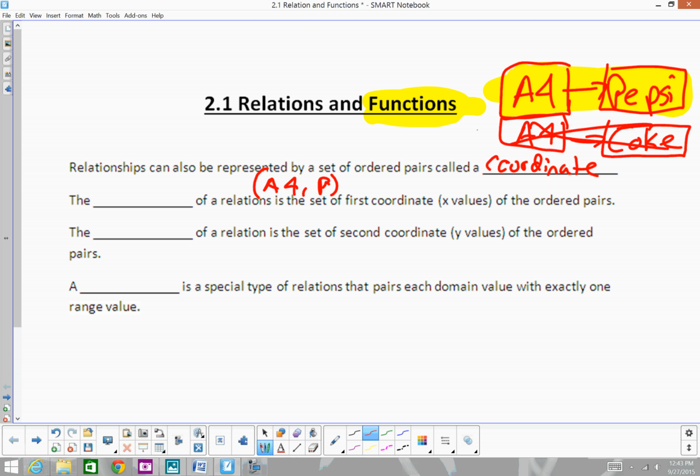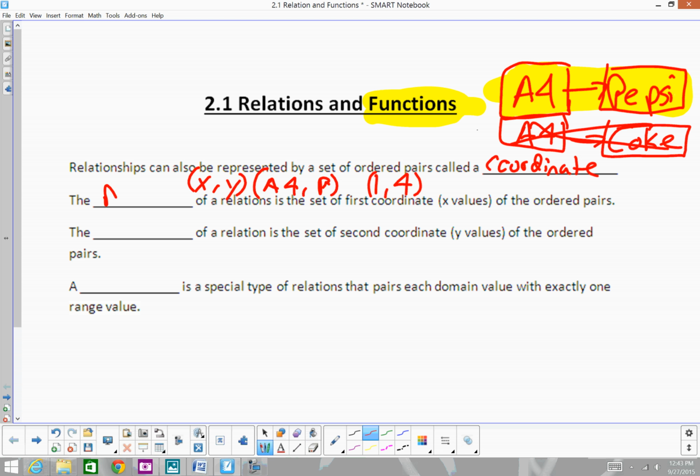Now, what if I want to talk about numbers? Let's say 1 comma 4. That's an ordered pair. We understand that the first value is always going to be my x value. My second value is going to be my y value. We understand an ordered pair like that. Okay, cool. Now let's talk about some vocabulary terms.